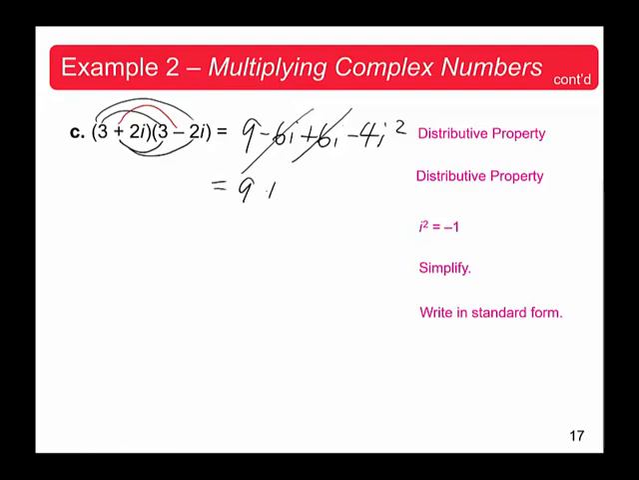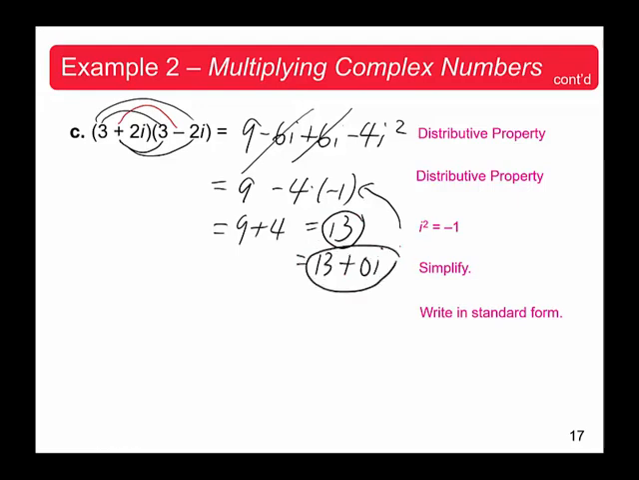So 9 minus 4 times -1, because i squared equals -1, right? So 9 plus 4 gives us positive 13. As you can see, 13 is a real number. Okay. If you want, you can write it as 13 plus 0i. Equally good. But again, 13 is a real number.